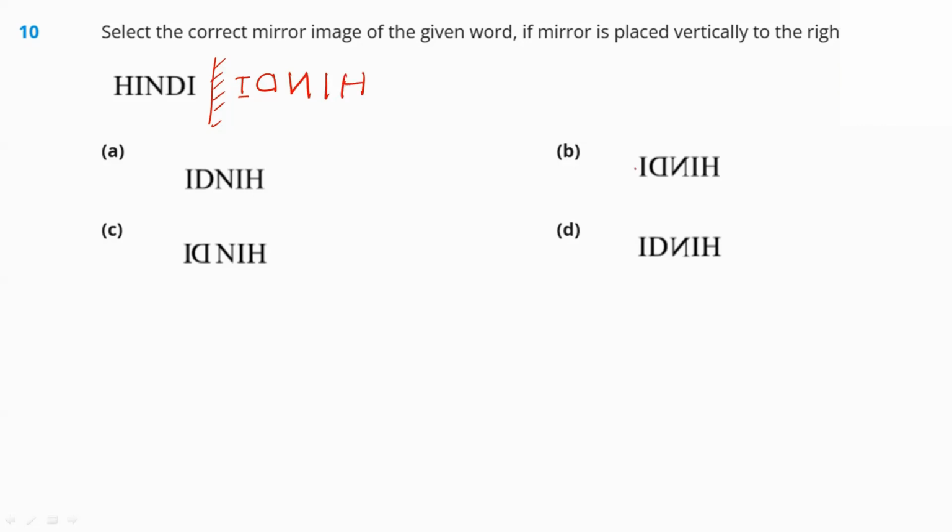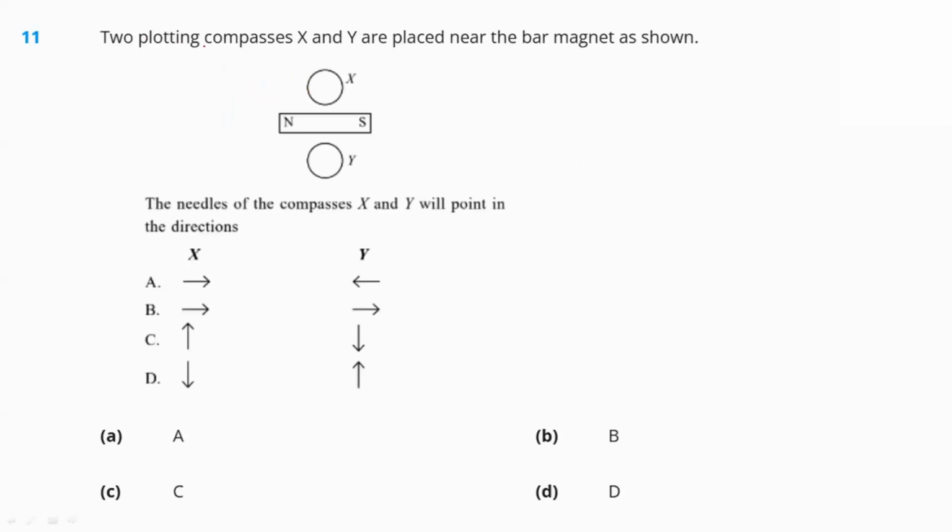So option number B has this correct formation. Okay, so B is our correct answer. Next. Now we have questions from science from 11 onwards.